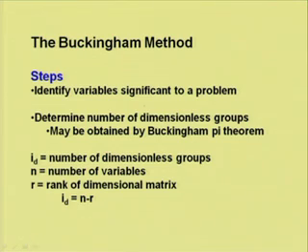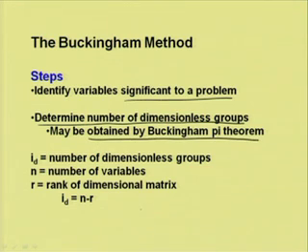variables significant to a particular problem, and then we have to determine the number of dimensionless groups, and this number of dimensionless groups may be obtained by Buckingham pi theorem. What is that? If id is the number of dimensionless groups for a particular system and there are n number of variables for that particular problem, and r is the rank of the dimensional matrix, then we can write id is equal to n minus r. The number of dimensionless groups is equal to the number of variables minus the rank of the dimensional matrix.